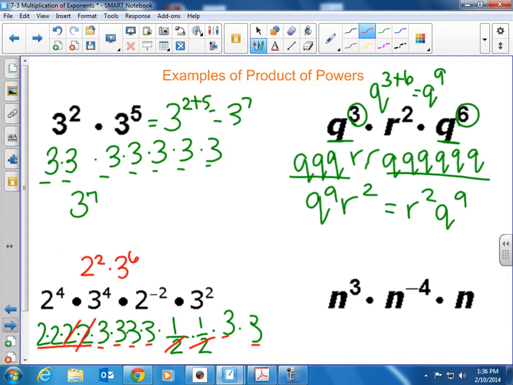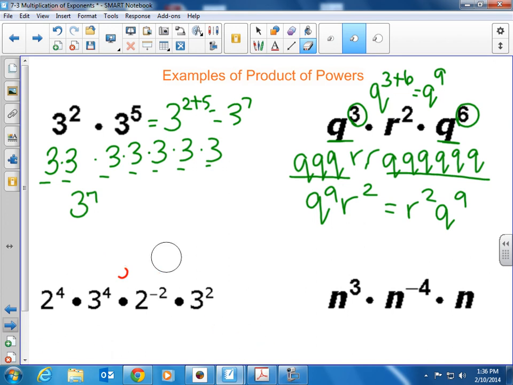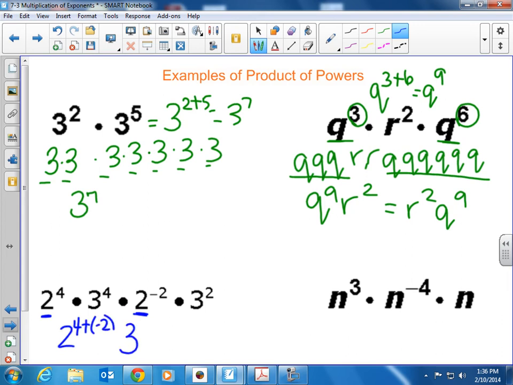Now how could we get that answer? Okay, I'm going to erase all of this, and I'm going to show you how we could get that answer without writing it all out that really long way. I'm going to take my base of 2, which are right there and right there, and I'm going to add their exponents. 4 plus negative 2. Then I'm going to take the base of 3, and I'm going to add those exponents, 4 and 2. So what do I end up with?